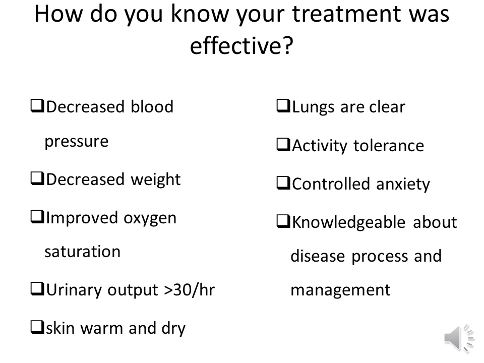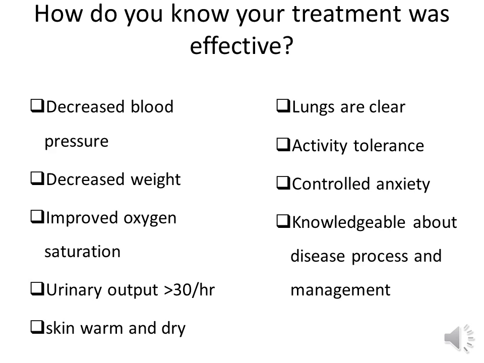How do you know your treatment was effective? You know your treatment was effective when the weight is down, the blood pressure is down, the O2 sat is up, urinary output is greater than 30, skin is warm and dry, and maybe or maybe not confusion. They tolerate activities. They are knowledgeable about the disease process. Their lungs are clear. That's how I know my treatment has been effective.